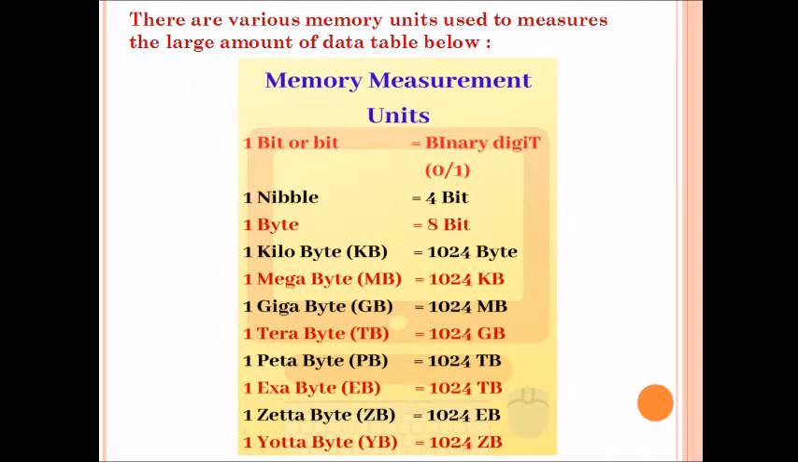1 kilobyte equals 1024 bytes. 1 megabyte equals 1024 kilobytes. 1 gigabyte equals 1024 megabytes. 1 terabyte equals 1024 gigabytes. 1 petabyte equals 1024 terabytes. 1 exabyte equals 1024 petabytes. 1 zettabyte equals 1024 exabytes. And 1 yottabyte equals 1024 zettabytes. So all these memory measurement units are used to measure large amounts of data.